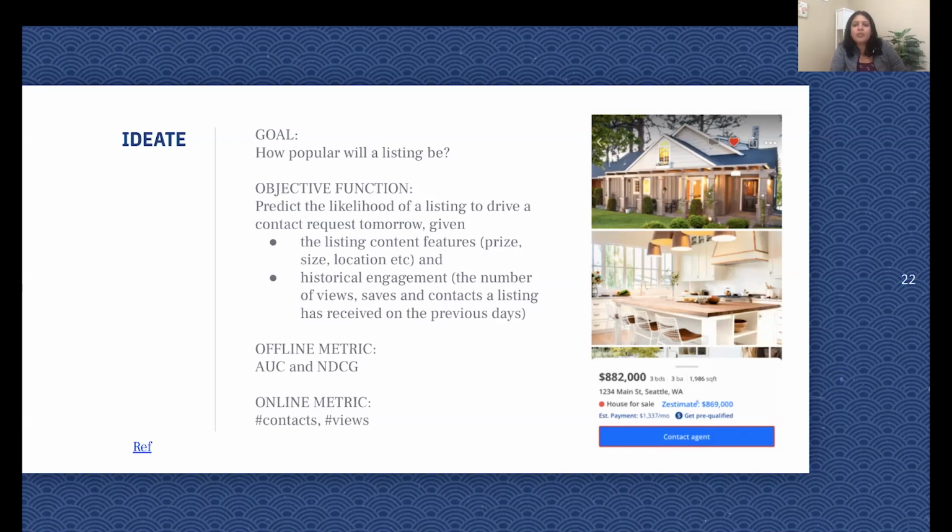The offline metrics that we monitored here were AUC and NDCG. Think about AUC, or area under the curve, as the probability of selecting a random positive sample over selecting a random negative sample. And again, the online metrics that we used here were number of contacts and number of views. I've attached the blog post about this work, but this is how you go about taking a problem and breaking it into objective functions, offline metrics, and online metrics.